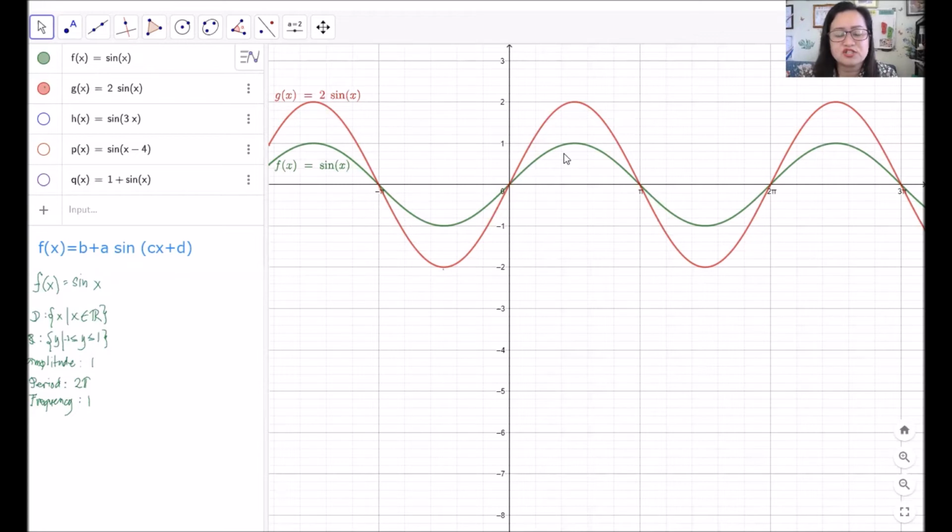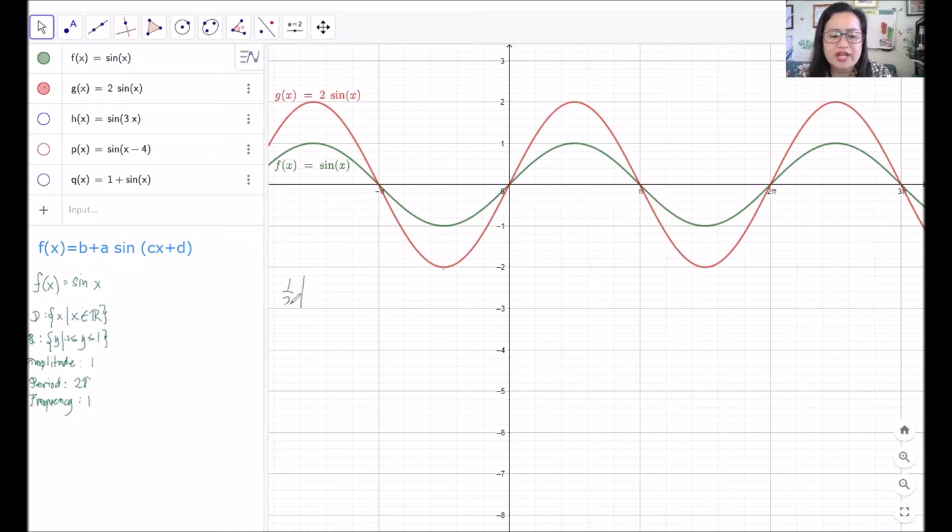While the range is not anymore the interval from negative 1 to positive 1. The range will be equal to the set of all y such that y is equal or greater than negative 2, but less than or equal to positive 2. So that means the amplitude is not anymore 1, but it is already 2. The highest value is positive 2.